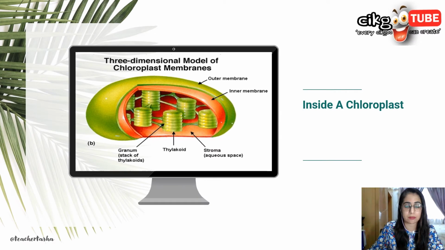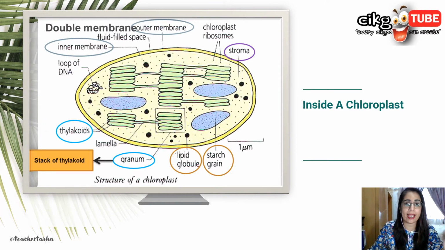In Form 4, you were introduced to the chloroplast, an organelle in plant cells which functions as a site for photosynthesis. A chloroplast contains chlorophyll to absorb sunlight and convert it to chemical energy during photosynthesis. A chloroplast consists of thylakoids, grana, stroma, and lamella. That's the main structure that we are going to see here.